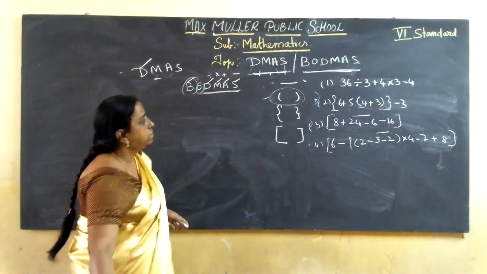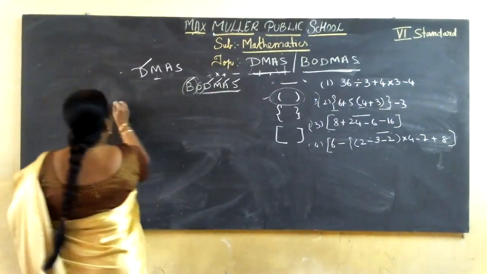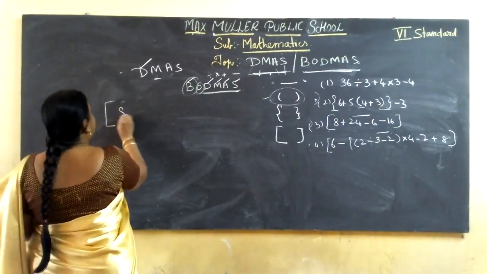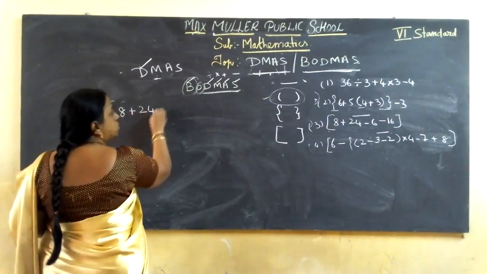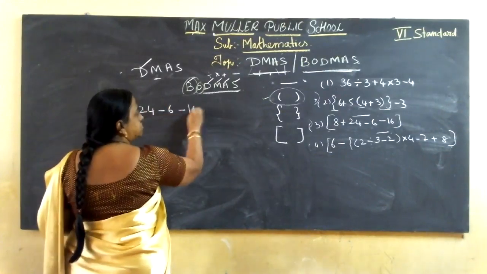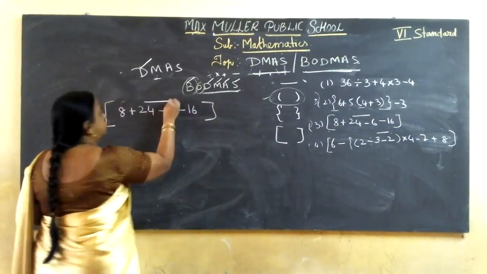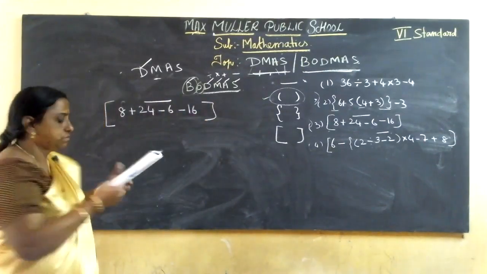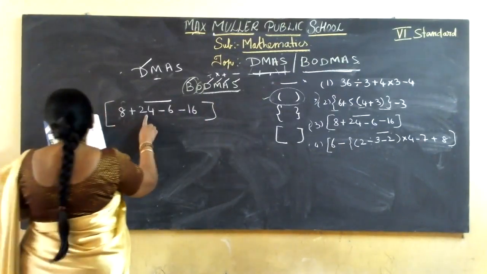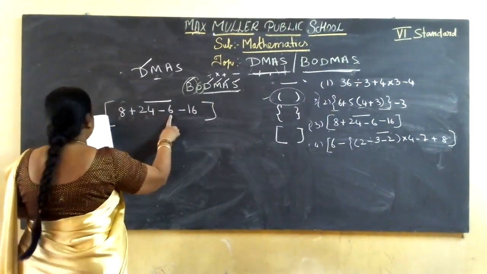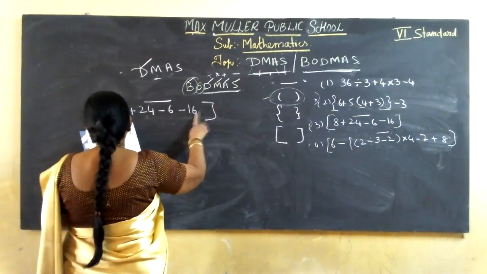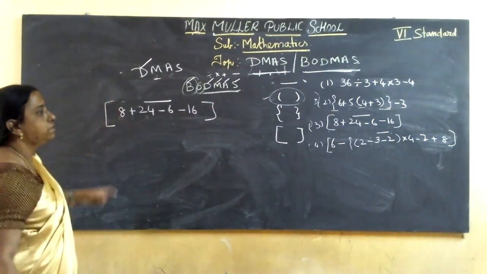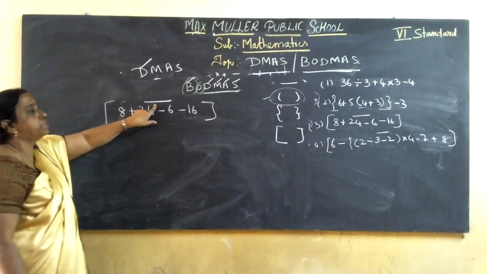So here, next question: open the square bracket, 8 plus 24 minus 6 minus 60, close the bracket. First I'll check the question once. 8 plus 24, yes. 6 minus 16, yes. That's the whole question. So here, see, the bar graph, this one is there.